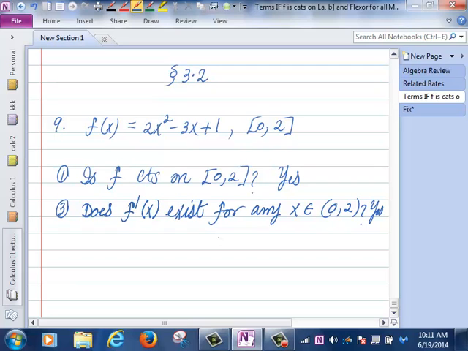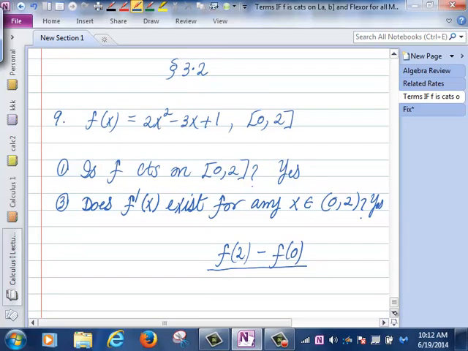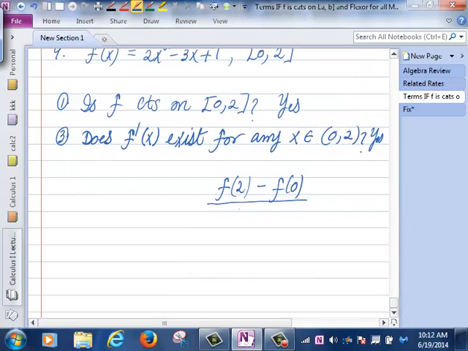So what's the net displacement here? It'll be f of 2, the position after 2 hours, minus f of 0, the position after 0 hours. The difference gives you the net displacement. Then I divide that by 2 minus 0, the length of time over this interval. That will be the average velocity, right?